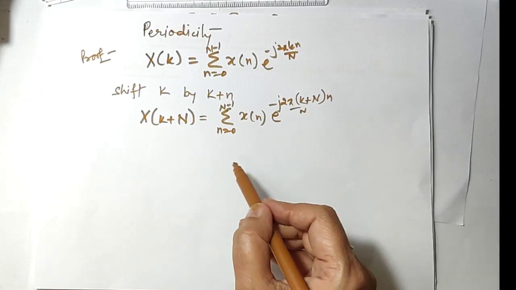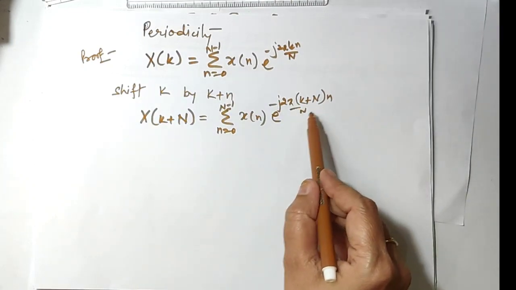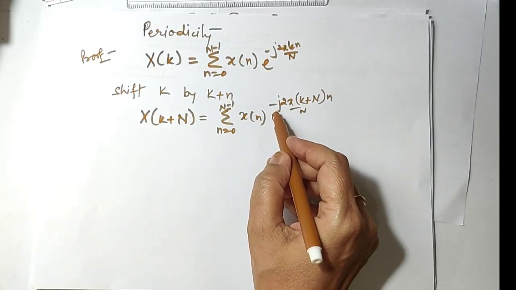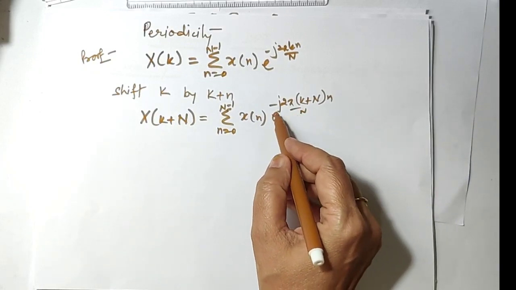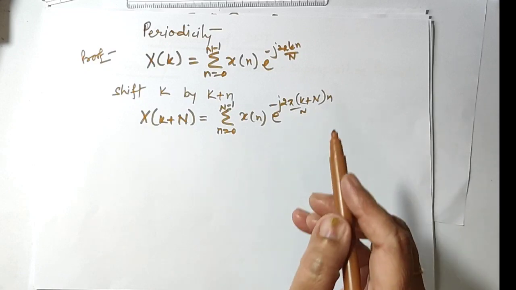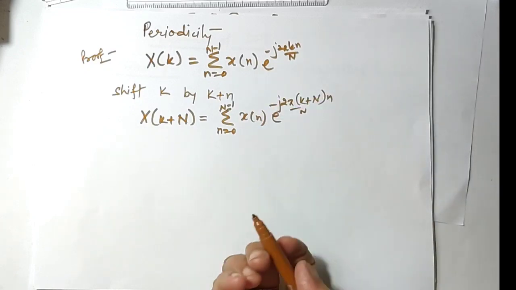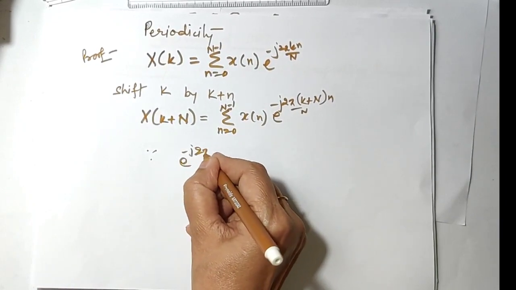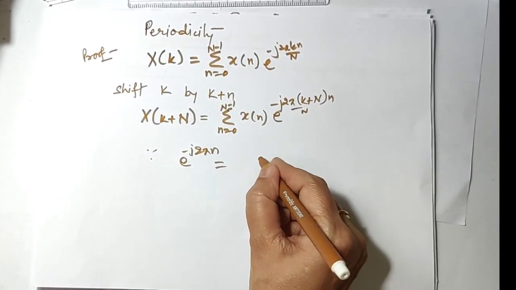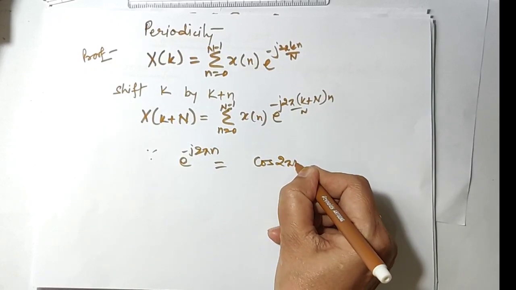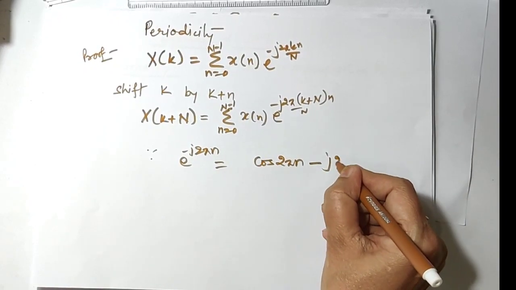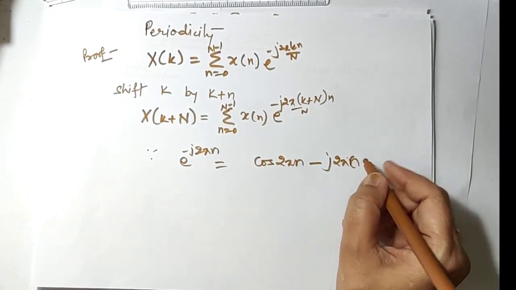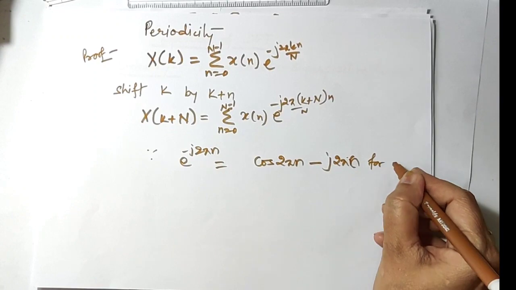Now you can solve it very easily. We have two values, so it will become in terms of e to the power minus j 2 pi k n over N and e to the power minus j 2 pi n. While you are computing it, I can give the hint that e to the power minus j 2 pi n is equal to cos 2 pi n minus j sin 2 pi n, for an integer n.